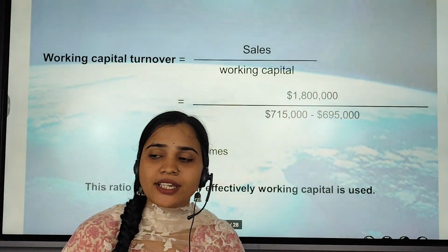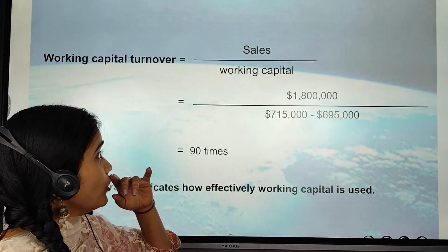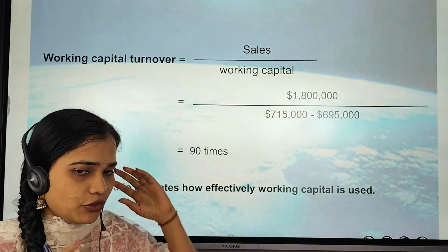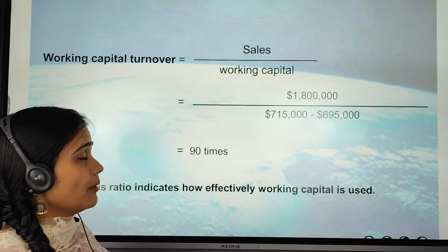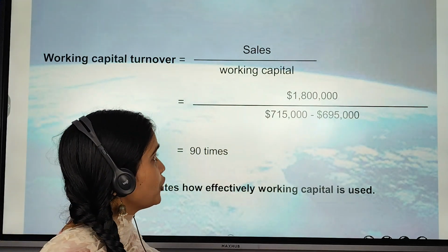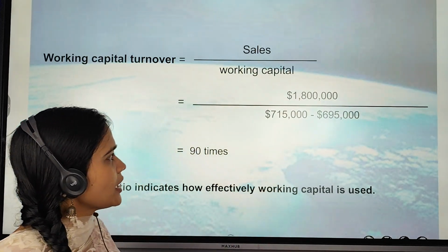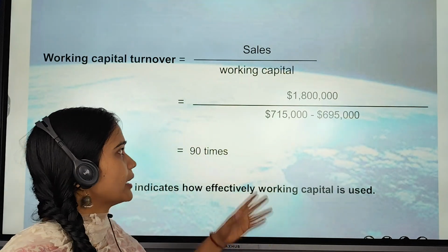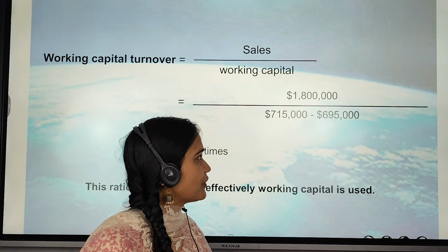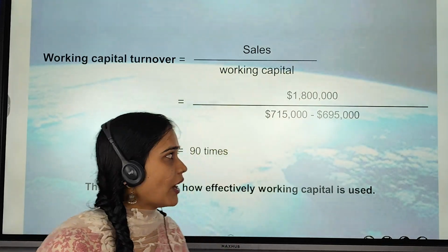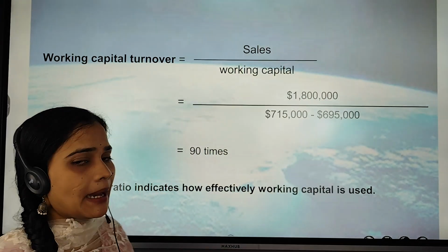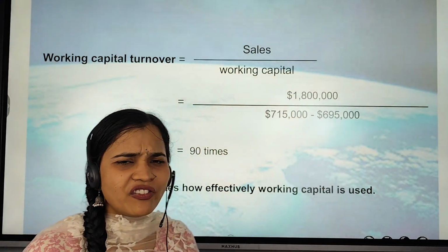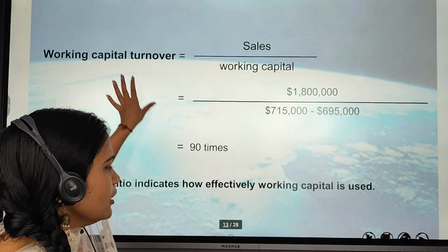Next is our working capital turnover. The formula for calculating working capital turnover is sales upon working capital. In the question, we have seen sales and working capital data has been provided to us, that is 18 lakh upon working capital. The formula for calculating working capital is current asset minus current liability. So here it is 7,15,000 minus 6,95,000. So we will get our working capital turnover ratio, that is our 90 times. This ratio indicates how effectively working capital is used by the company.